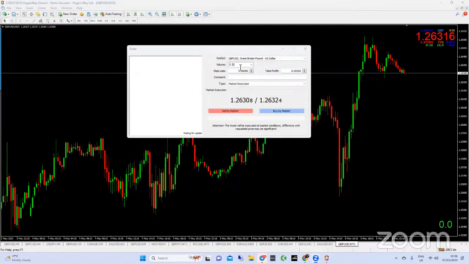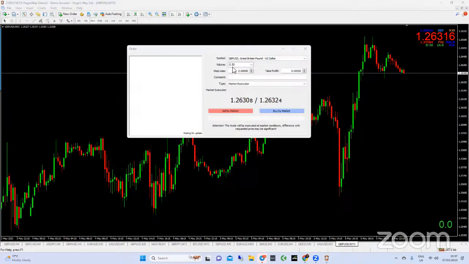So you will choose your lot size here. We know on the MT4 platform, it is known as volume, but we know that is lot size. That's your lot. So you can see here, as default now, it shows 0.50.